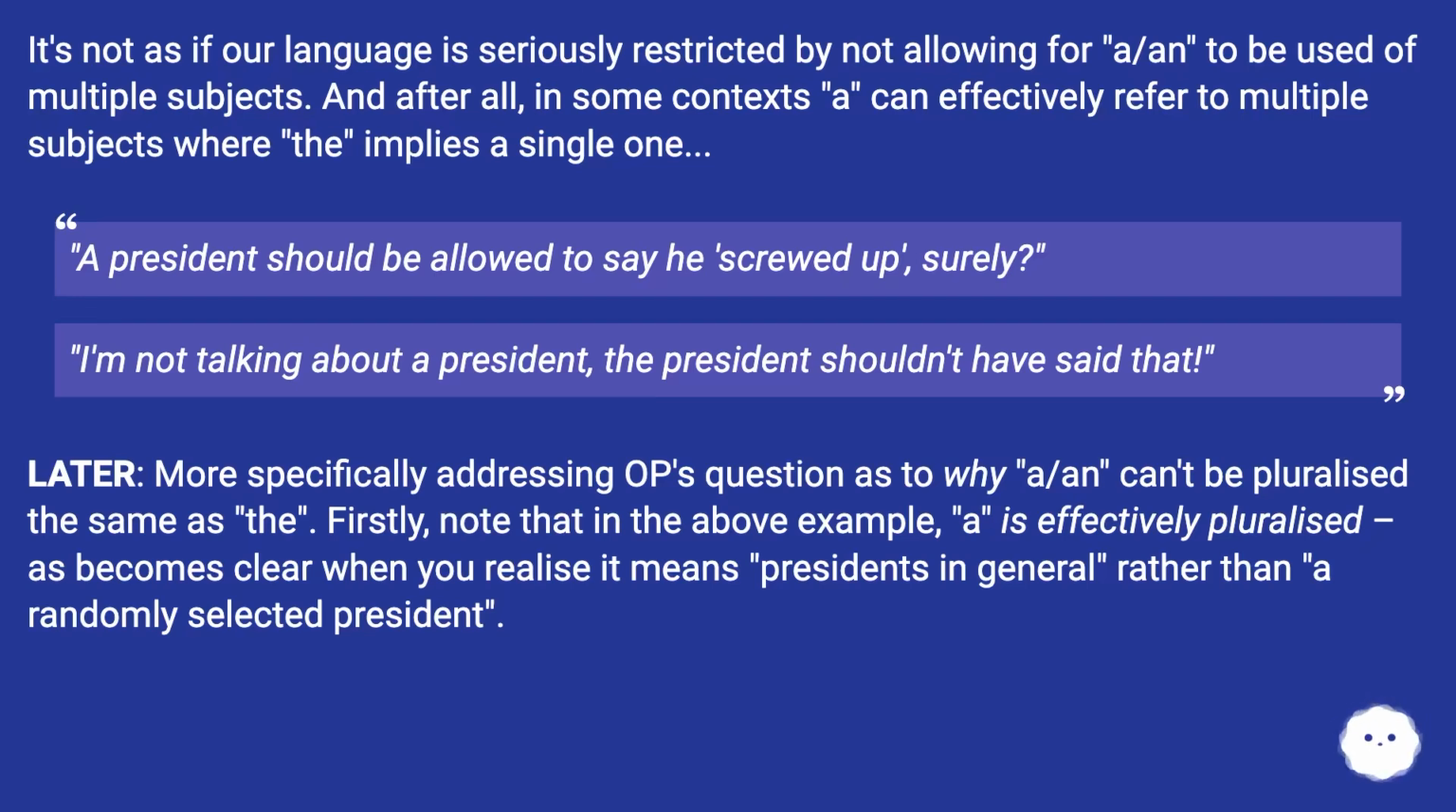"A president should be allowed to say he screwed up, surely." "I'm not talking about a president, the president shouldn't have said that." Later, more specifically addressing Opp's question as to why "a" can't be pluralized the same as "the." Firstly, note that in the above example, "a" is effectively pluralized, as becomes clear when you realize it means presidents in general, rather than a randomly selected president.